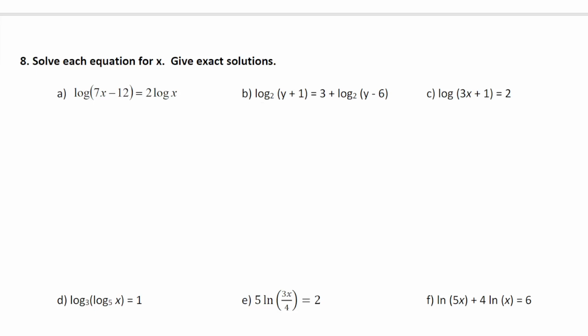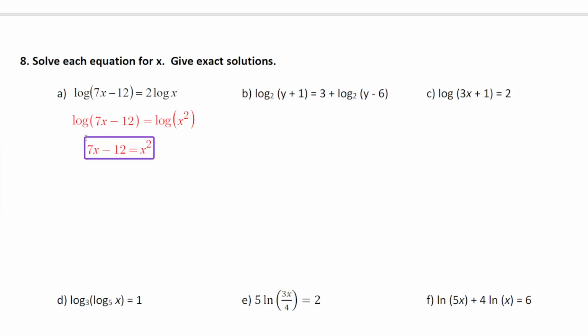Number 8a has the log of 7x minus 12 equals 2 times the log of x. So we want to use the one-to-one property here to cancel out those logs, but before we can do that, we need to take care of this little coefficient here, this 2. So we're going to use the power property to rewrite this as log of 7x minus 12 equals log of x squared. And so now we can cancel out these logs. We'll be left with 7x minus 12 equals x squared.